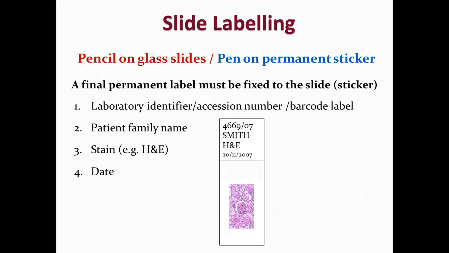All stained slides must have the laboratory identifier or sample number. They must have the patient's family name or surname. They need to have the stain, for example H&E, and the date that the stain was performed. Don't forget to do this, otherwise you'll lose marks. And not to mention you'll misdiagnose the patient.